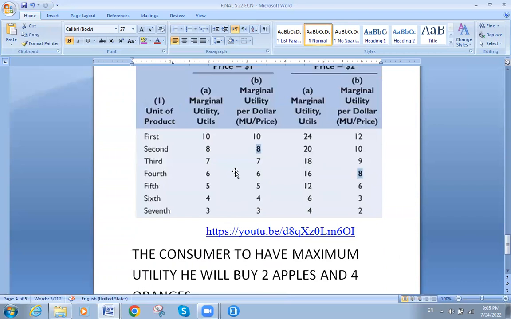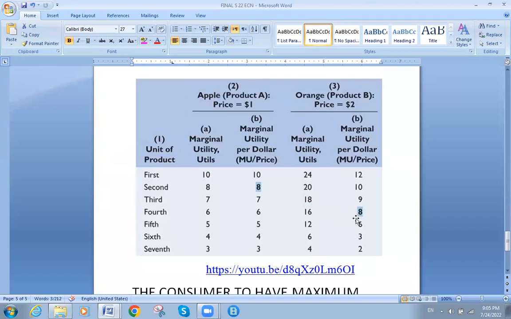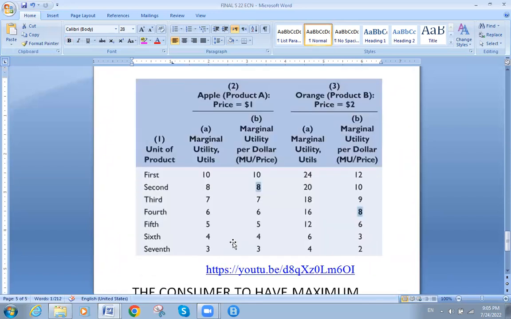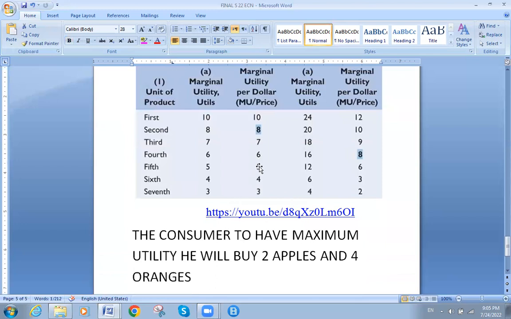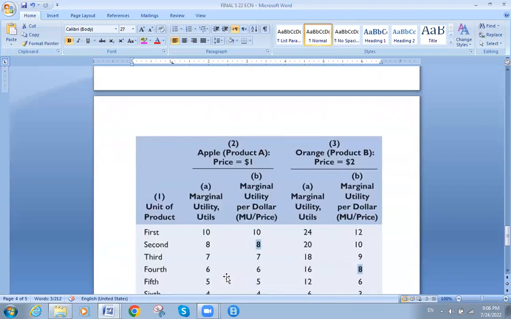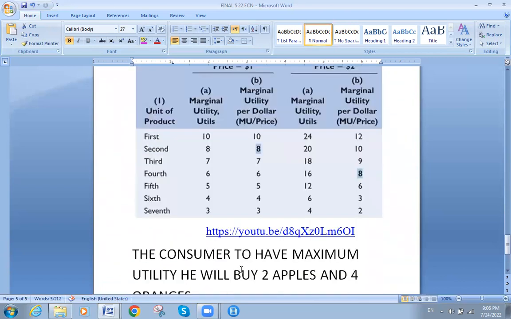Let us see. Here, 2 units from the apple plus 4 units from the orange. 2 and 4 will do for me what I want. 2 plus 4 will give me 6. But other numbers will not achieve this. As an example, take the 6 and the 6. This 6 is in front of 4, and this 6 is in front of 5. So 4 and 5 will be 9, but we need to consume 6 units, not 9. So here we have to go based on the condition.